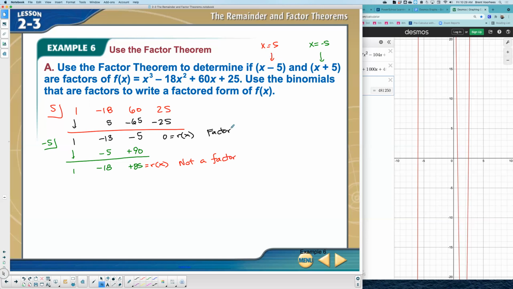That means X minus 5 is a factor, but this X plus 5 is not. So the factored form, we know X minus 5 is a factor, and I would just write this quotient that I had right here, times X squared minus 13X minus 5. That would be my factored form. I know this was a factor, but this one was not, so I would not include that. That's how you can use the factor theorem.